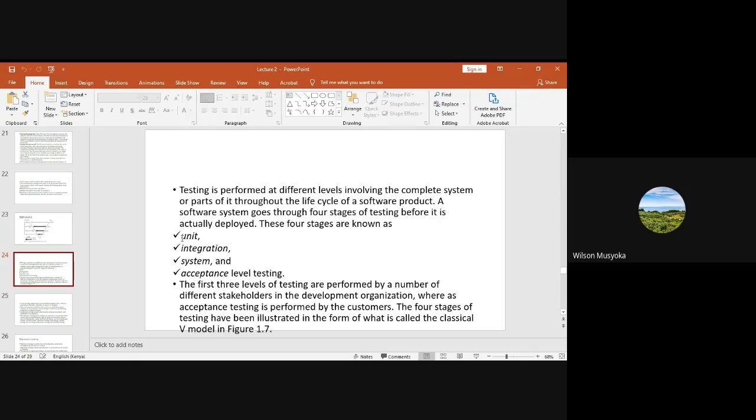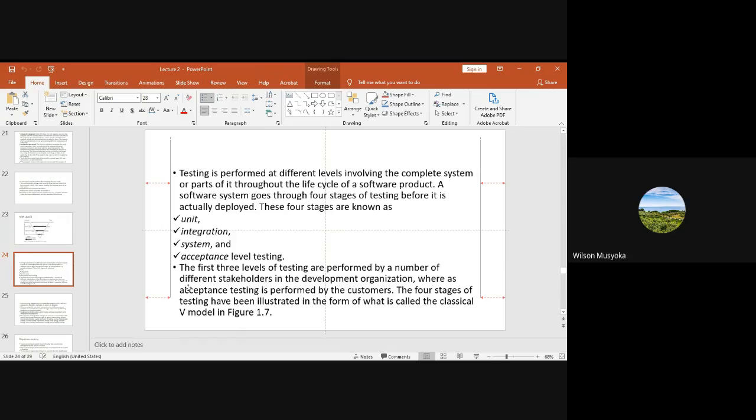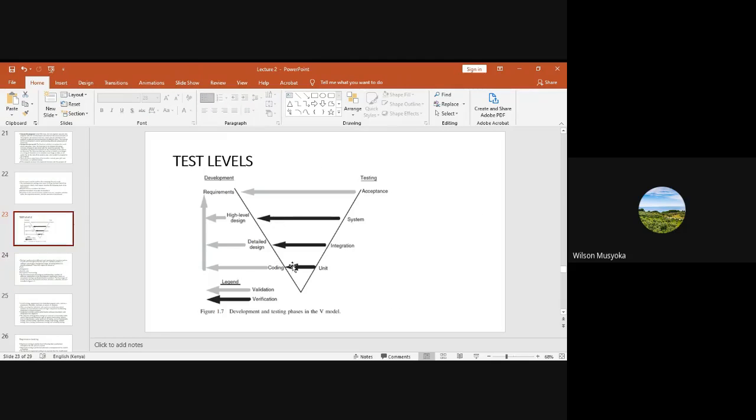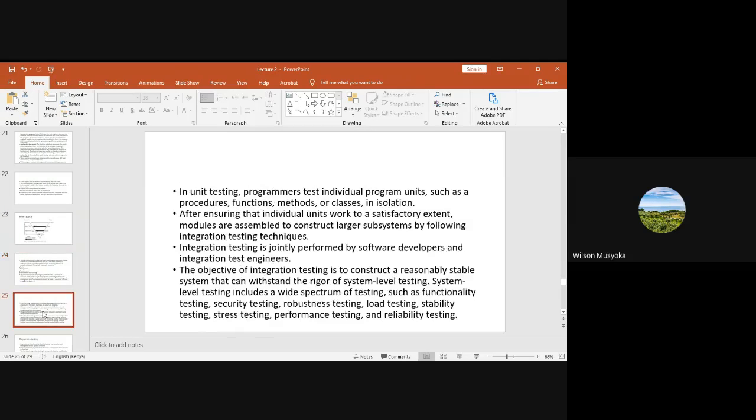So the first three levels, that is unit, integration, and system, are performed by a number of different stakeholders in the development organization, whereas acceptance testing is performed by the customer to tell whether the system is performing as expected. And these four stages have been illustrated in the form of a diagram, which we call the V model. So when somebody asks you in the exam to explain the V model of testing, you will understand that it is this diagram we are talking about, which starts with unit, goes to integration, then system, and then acceptance testing. So in unit testing, it is programmers who are testing the individual program units, such as procedures, functions, methods, and classes in isolation.